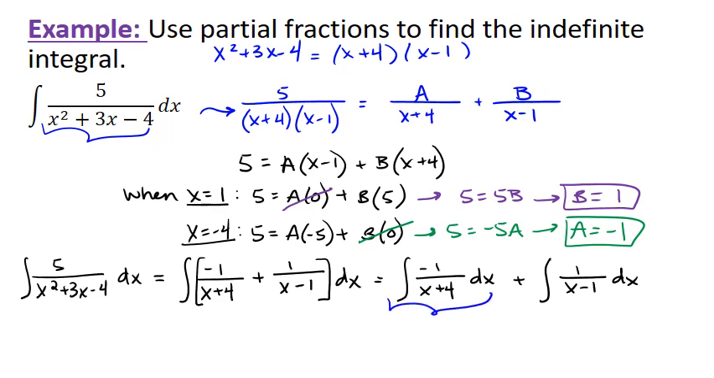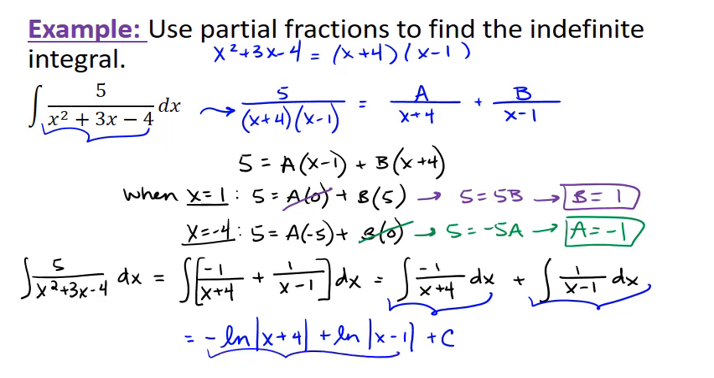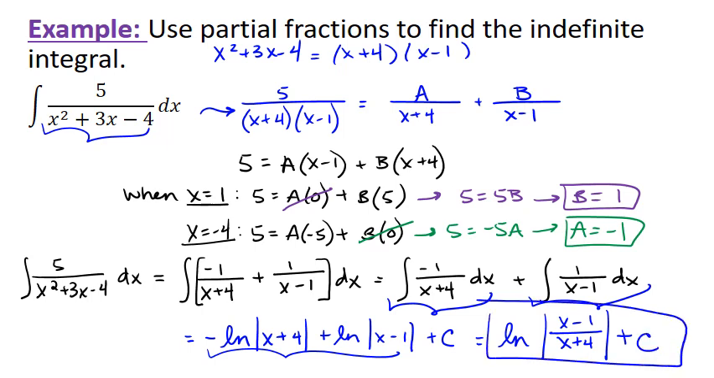When you integrate this, you end up with a negative natural log of the absolute value of x plus 4, and then plus C, of course. Over here, you end up with plus natural log of the absolute value of x minus 1, and then plus that constant of integration. In this case, you can use properties of logarithms to combine these, and you will end up with the natural log of the absolute value of x minus 1 over x plus 4, plus C. And that is the final answer.